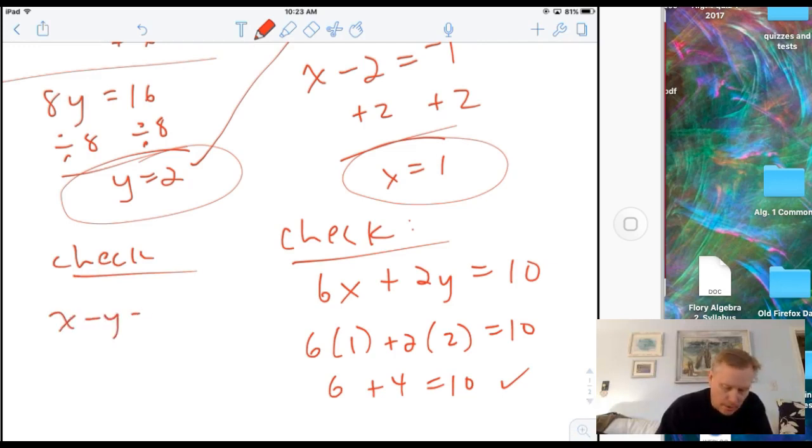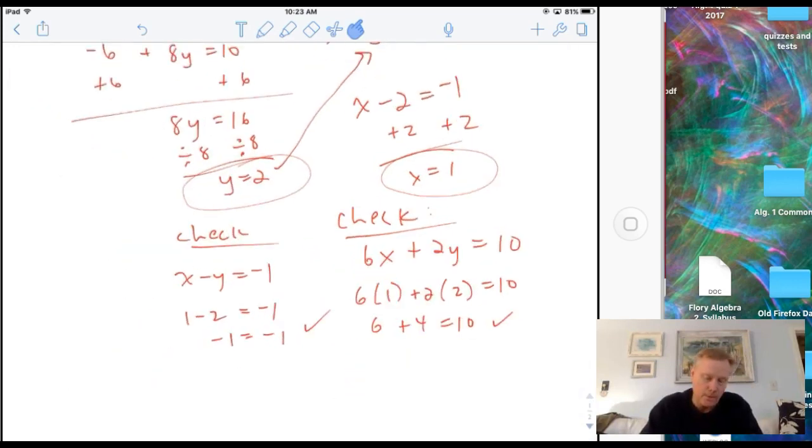You can check the other one. x minus y equals -1. x is 1 and y is 2. 1 minus 2 is -1. -1 equals -1. Good. So that's how you check them. All right. If you have questions on that, please bring them to class.